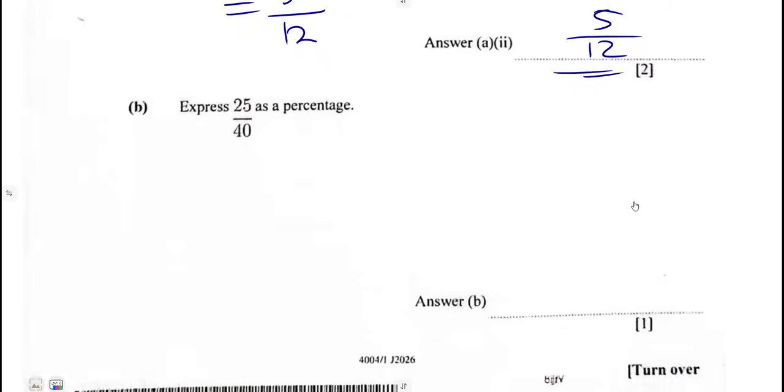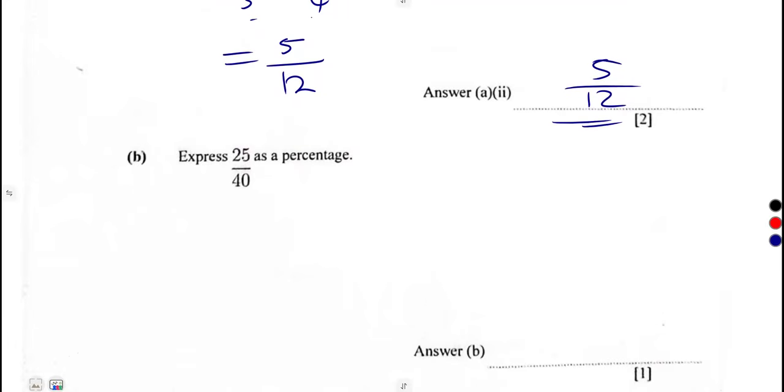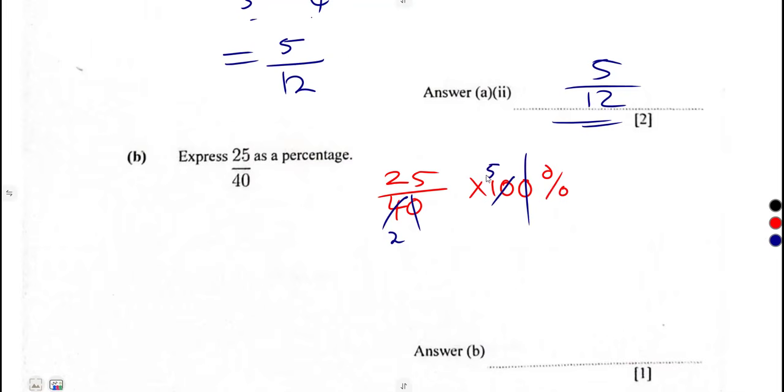Express this as a percentage. Simply multiply by 100%. 25 over 40 times 100%. So that was going to cancel. All right. 0 and 0. Then here you can try to reduce by 2. That's 2 here by 2. That's 5. All right, and what can we do?